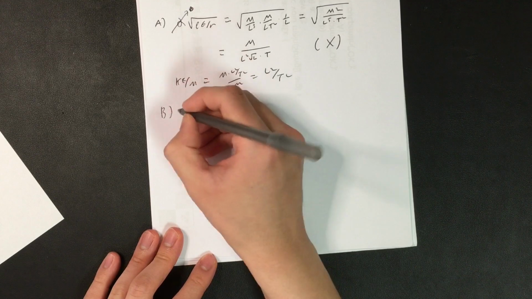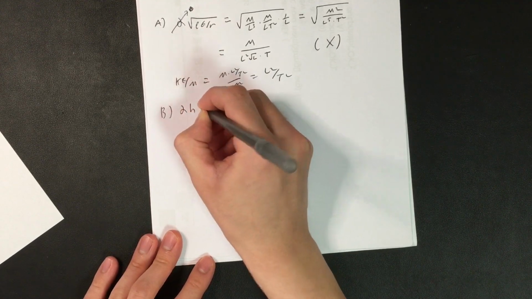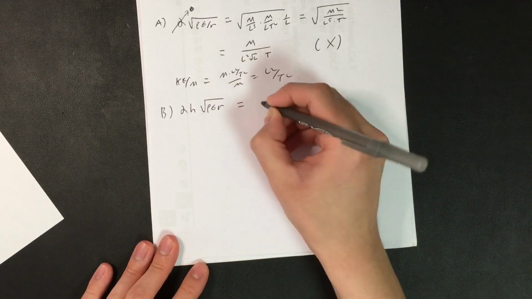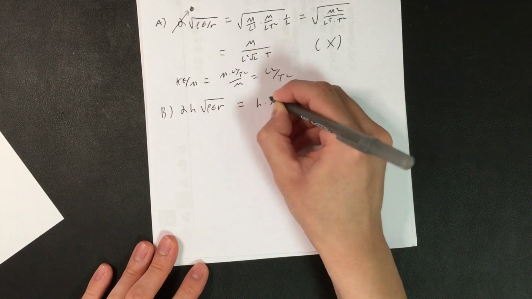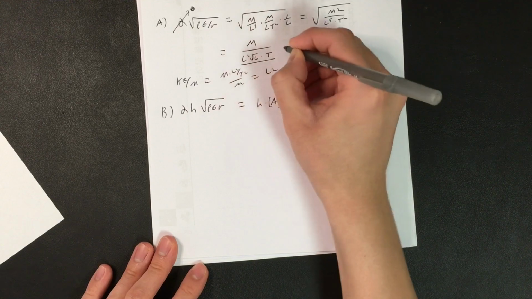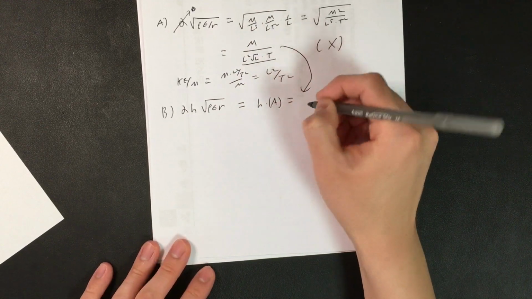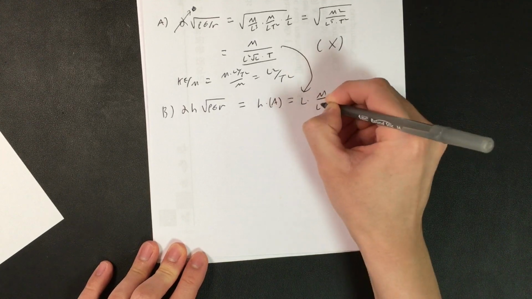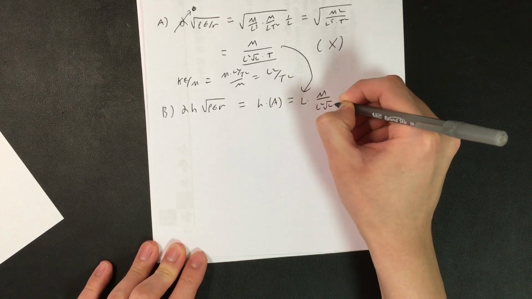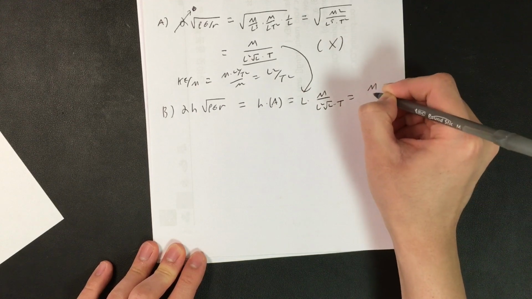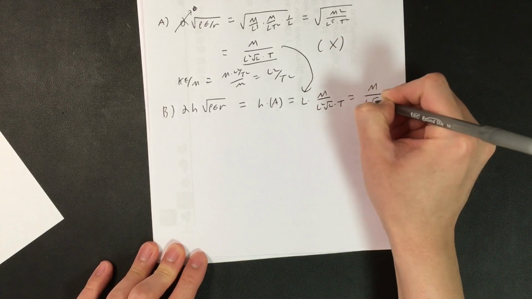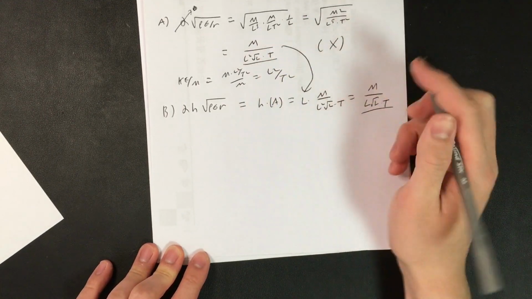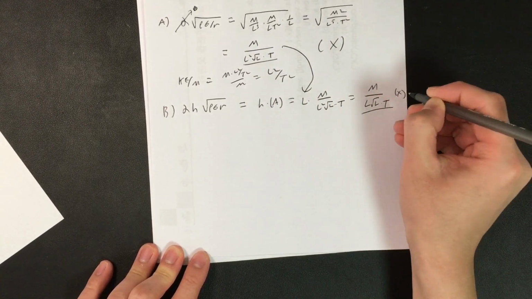The expression for B is alpha times h times square root of rho sigma times r. Now note that this is h times the option from A, and borrowing the answer that I got previously, the expression in B is simply L times m over L squared square root of L times t, in which this is m over L times square root of L times t. And we see that this is not L squared over t squared, so B cannot be the answer.